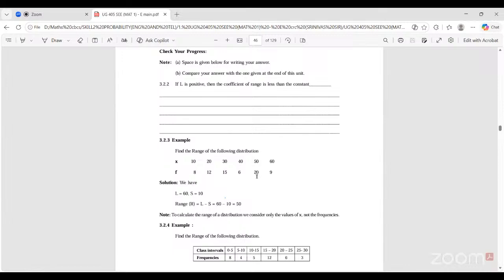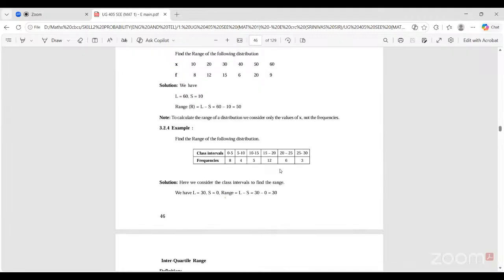Another example: the x and frequency f are given here. Here the highest value is 60 and the lowest value is 10. So 60 minus 10 is equal to 50. To calculate the range of the distribution, we do not take the frequency values. We take only the x values, as we have done here.